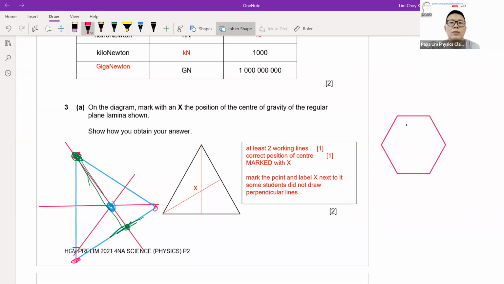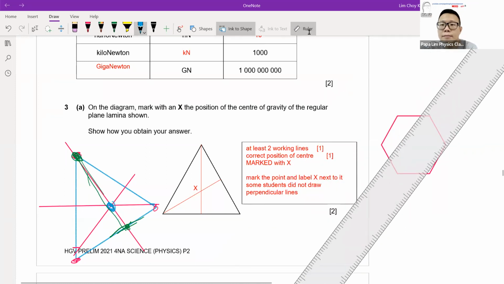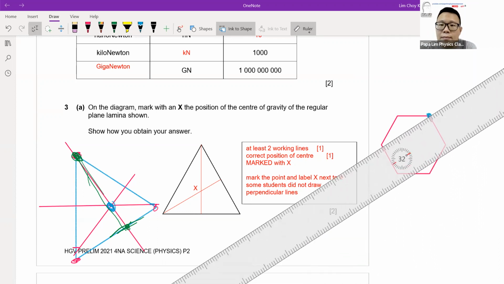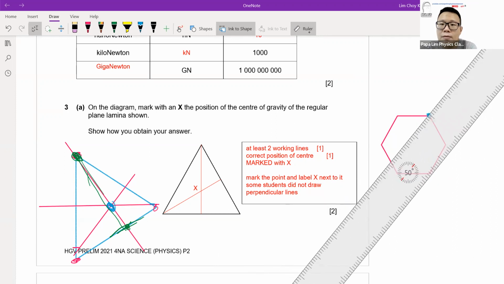What I do now is, I will use a ruler at each of the corners, at each of the points, and drop a vertical line to the opposite side. A vertical line to the opposite side. So this is what I do, I'll drop it down.